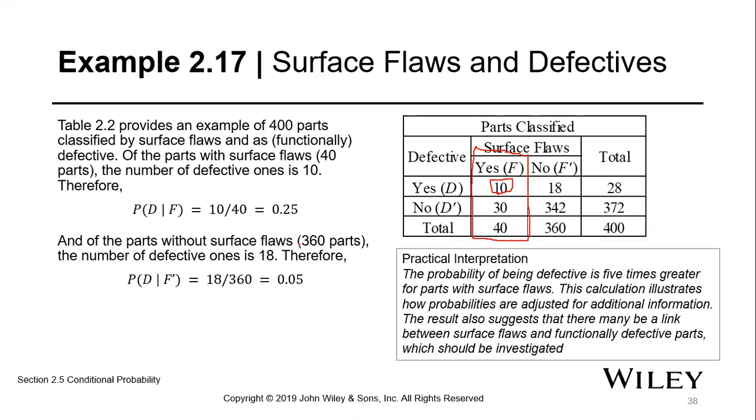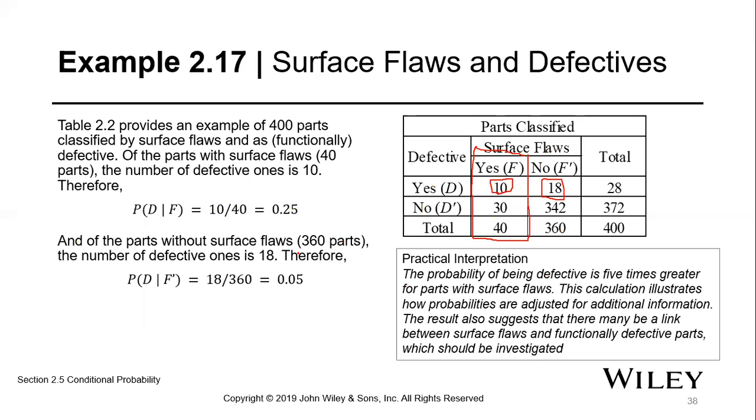Since we do have a surface flaw, our total is the column total, and our top number is the numbers that have surface flaws. So the probability of a defect given a surface flaw is 10 out of 40, or 0.25. If we look at it the other way, the probability of a defect given it is not a surface flaw is this right here, based on the other side. So 18 out of 360, or 0.05. Sorry, not 0.05%.